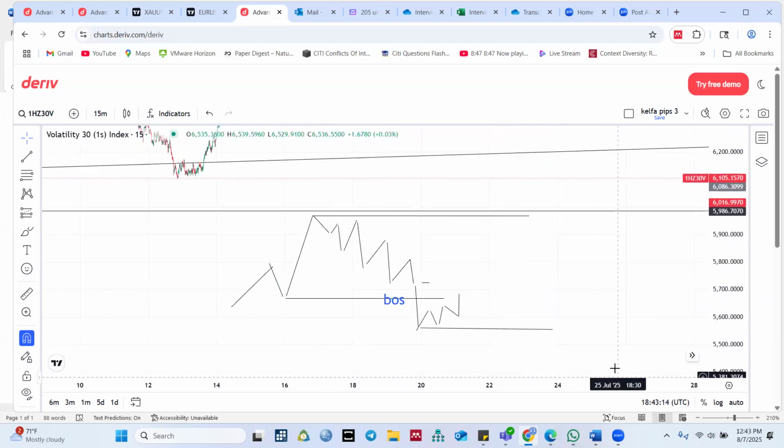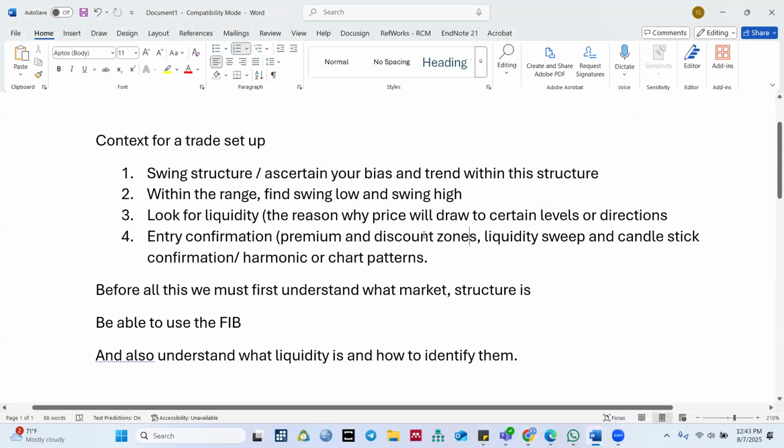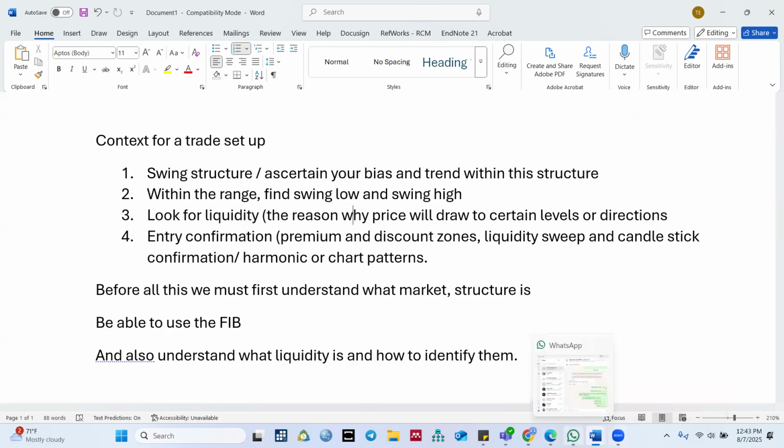So now, what do we have to understand? This is an introduction to this concept. We need to, one, understand market structure, understand the swing range or structure. We are able to identify our swing low, swing high. The most important thing is liquidity. What is the market likely to use as liquidity in price action? That is the pain.